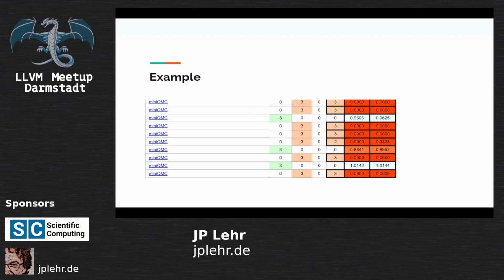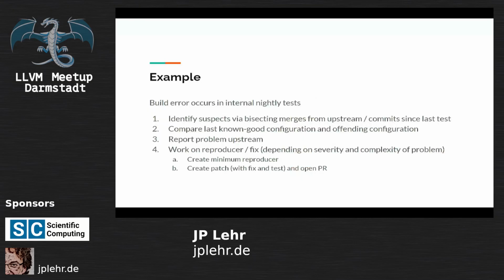Okay, so now let's dig into this a little bit. How do we do that? We first identify suspects via some sort of bisecting. In our case, it's typically from upstream merges. Or if you're just working upstream, you probably just have your commit history and go through that.